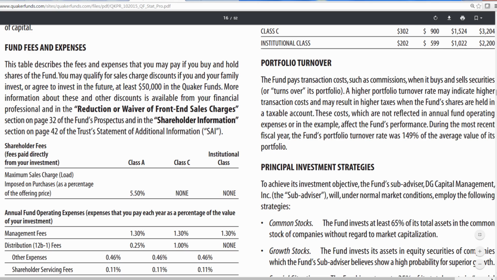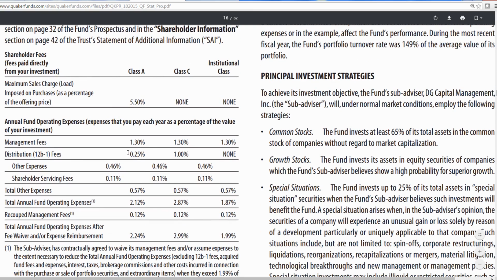But either way, that's pretty high. Even if I was a Class C share, you can see these are the management fees, 1.3. They break down the fees, and there's 12b-1 fees. These are extra fees that are wrapped up in your expense ratio. These are your annual expenses. They got some other stuff here, fund operating expenses, all sorts of stuff in here. The bottom line is that you're going to pay 2.24 or 2.99, depending on the class of share you're buying, every year just to hold that.